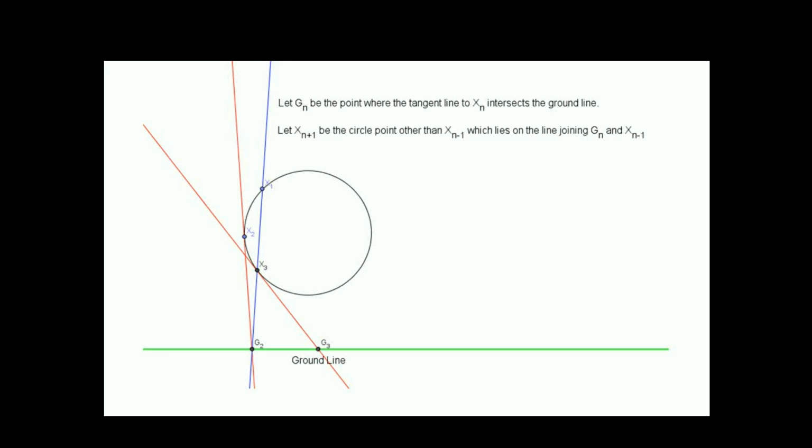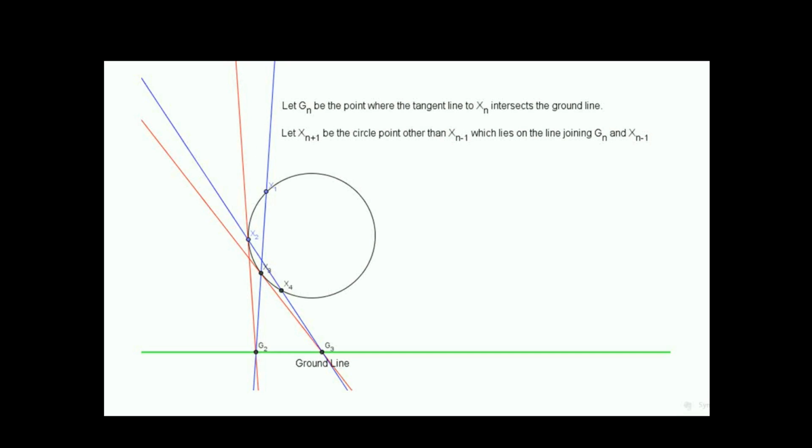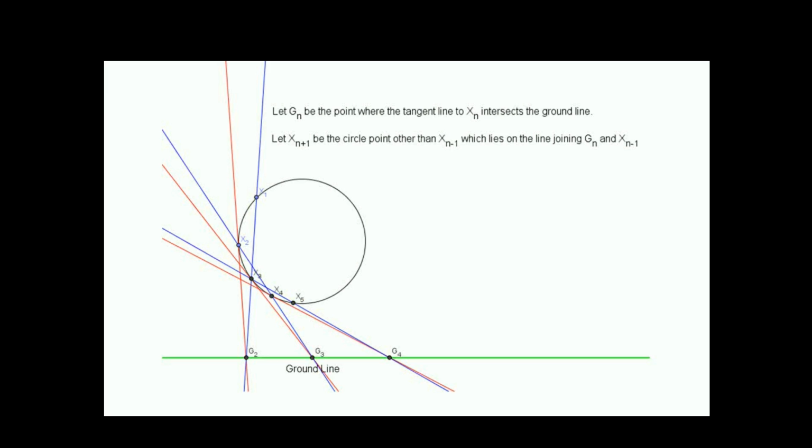So if I just repeat this a few more times, you should get the idea. So draw the tangent to the latest point in the sequence. Look where it hits the ground. Draw a line back to the second latest point in the sequence. And find the additional place on the circle that line back intersects. And that's going to be the new most recent point in this sequence. So we carry on. Tangent and back to the second to last one.